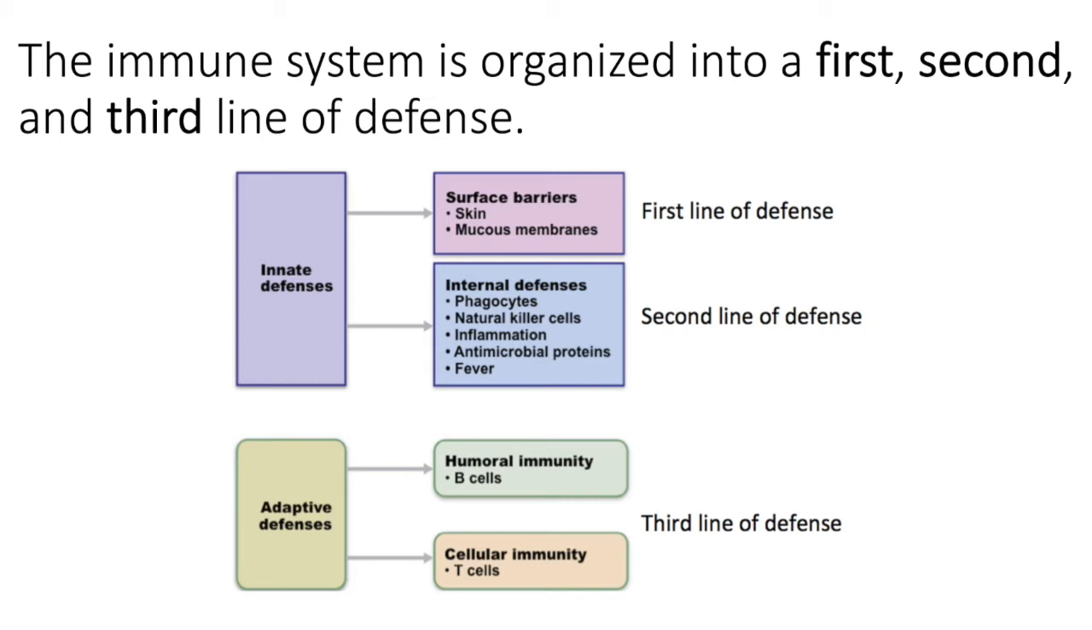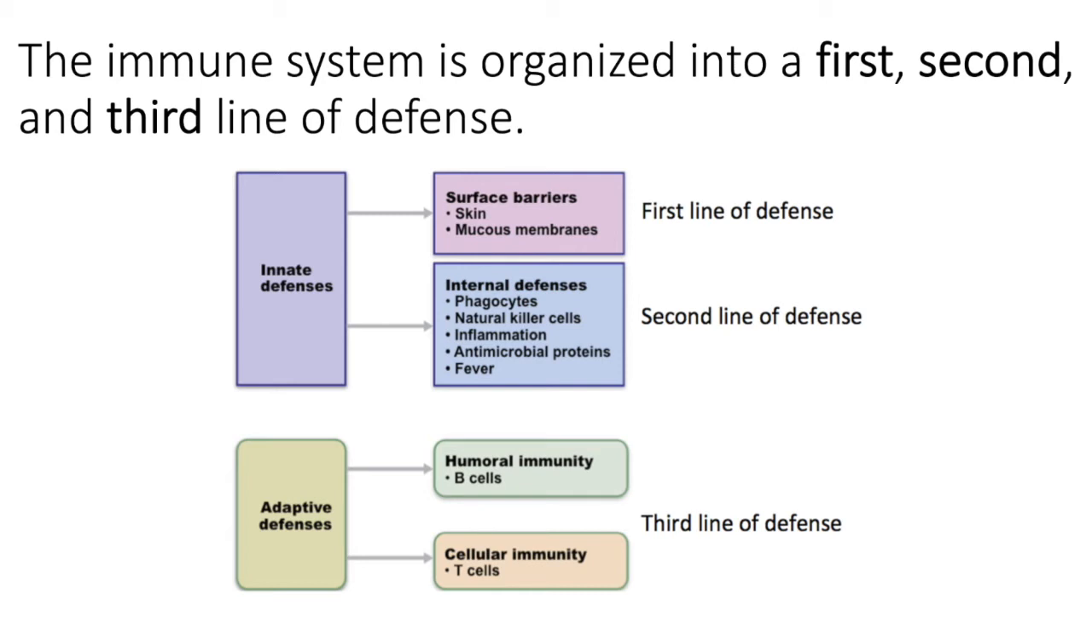Now, the first line of defense is composed of all of the barriers. So that outer barrier, your cutaneous membrane, is your skin. Remember, we looked at skin in the integumentary system. And the skin is composed of the epidermis, the outer layer, and the dermis, the middle layer. So in sweat, for example, there is a molecule called dermacidin, and it's toxic to microorganisms. In saliva and tears, there's something called lysozyme.